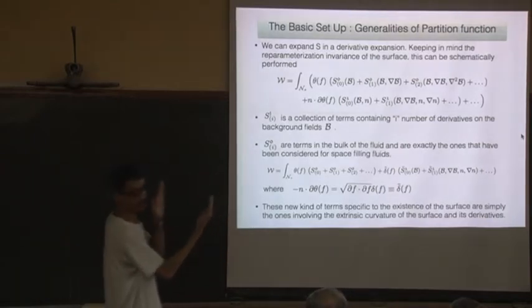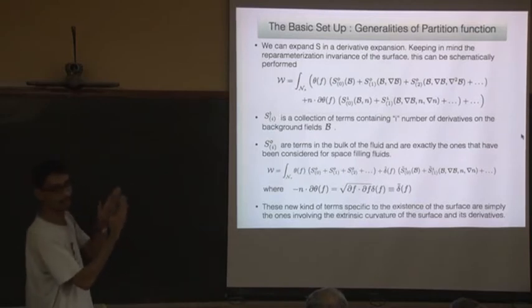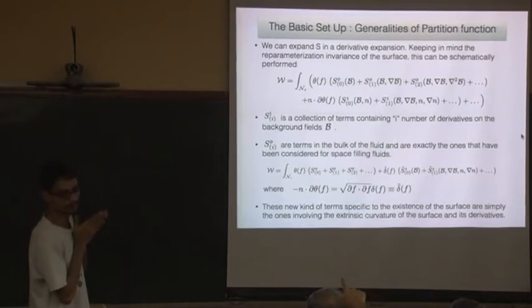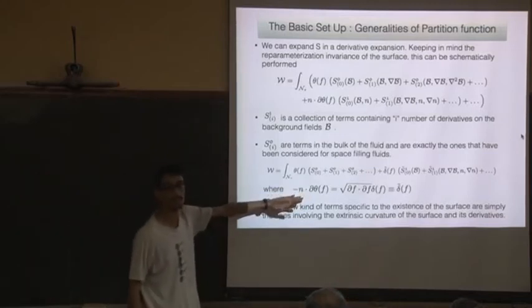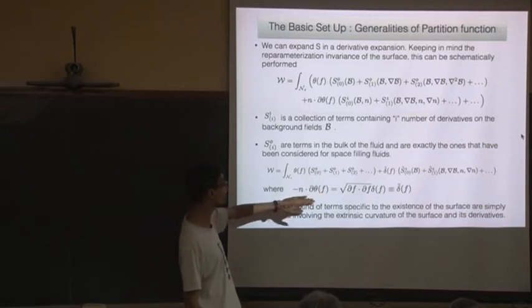So we will work in an approximation where I'm considering the variation of theta to have nothing to do with the direction along the surface, only the normal direction to the surface. It's n dot del theta, right? N dot del theta. This is because of the reparameterization invariance of the surface.